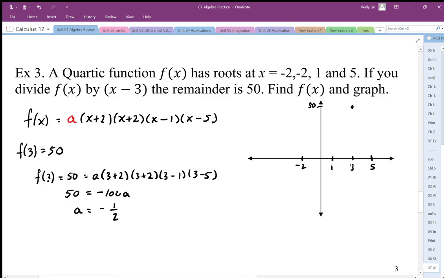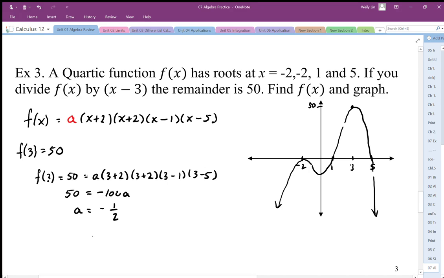Okay, so that means it's upside down. So it's going to come like this. It's going to bounce. It's going to go through this 0. It's going to go through that point there and go through the 0 again like that. So that's what the graph's going to look like.